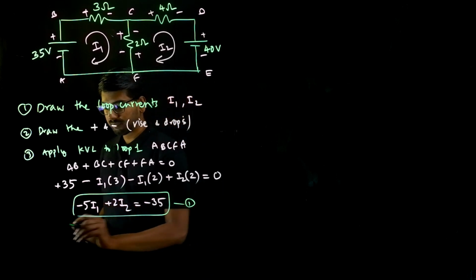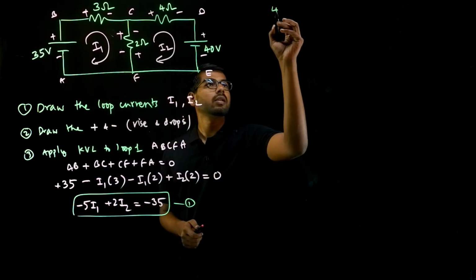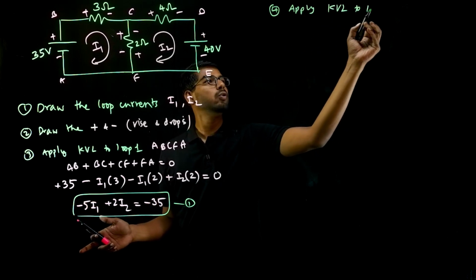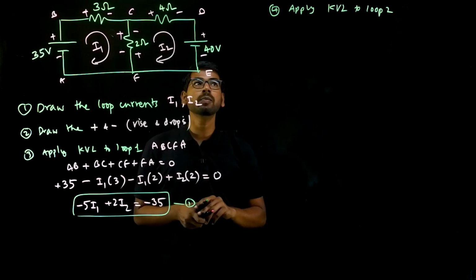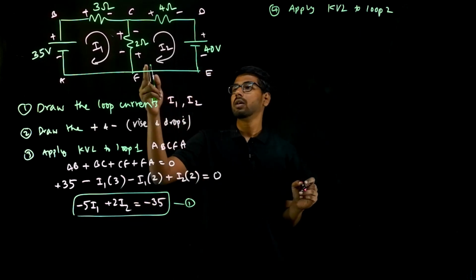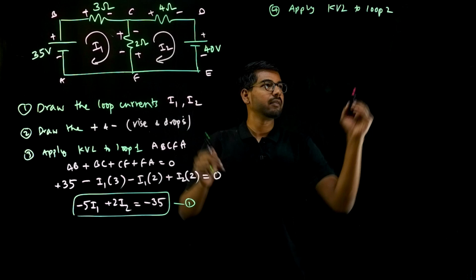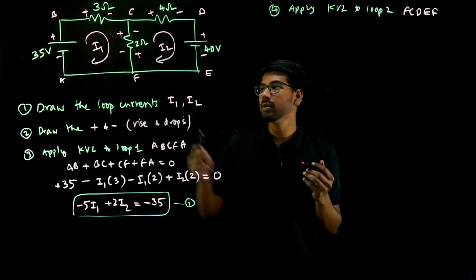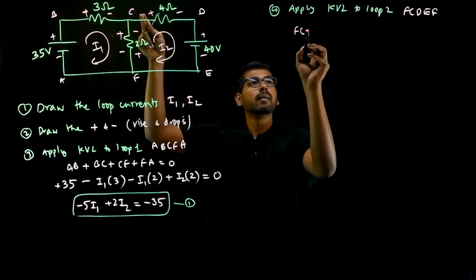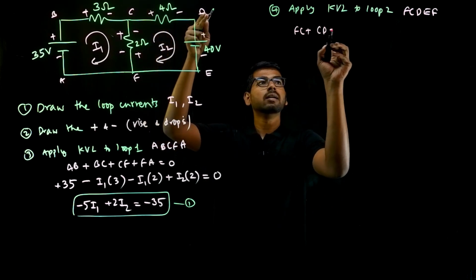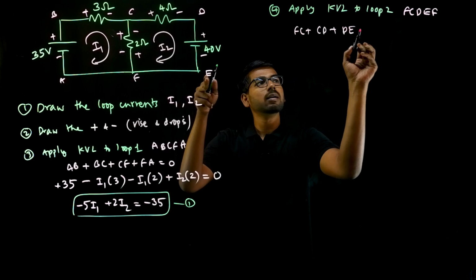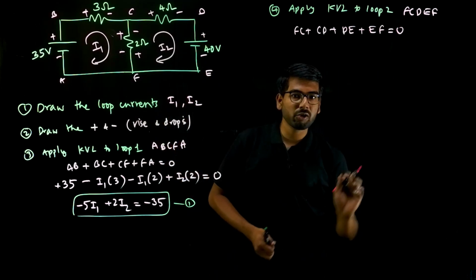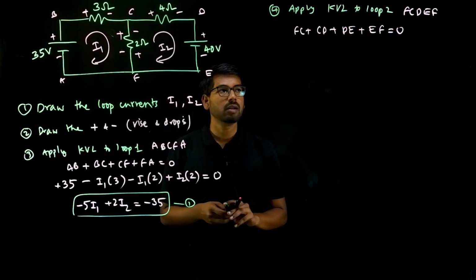So the fourth step is apply KVL to loop 2. Which is loop 2? Loop 2 is FCDEF, right? So what are the branches in loop 2? That is FC plus CD plus DE plus EF, and the sum of all the voltages in each branch is equal to 0. That is KVL.